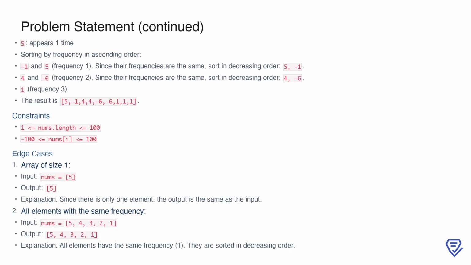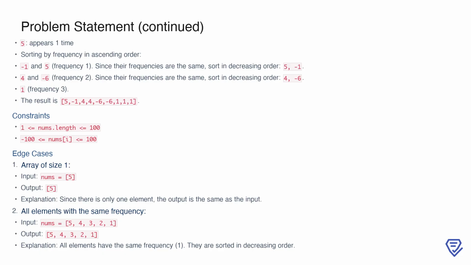Continuing with the third example, we first handle values with the lowest frequency, which is 1. Both -1 and 5 appear once, so we sort them in decreasing order, resulting in 5 -1. Next, we handle values with a frequency of 2, which are 4 and -6. Sorting these in decreasing order gives 4 -6. Finally, the value 1, with the highest frequency of 3, comes last. Combining these results gives the sorted array 5 -1 4 4 -6 -6 1 1 1.